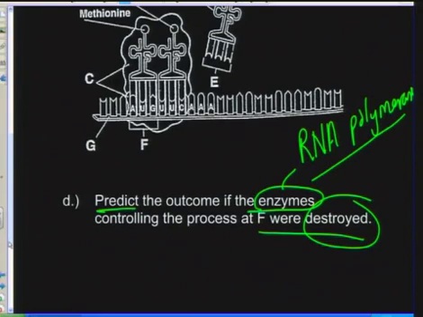So what is F? What is happening at F? The codon and the anticodon are complementary, coming together to release the amino acid methionine. What will happen if this did not happen? This means that there was no methionine. We cancel this out. What would happen?